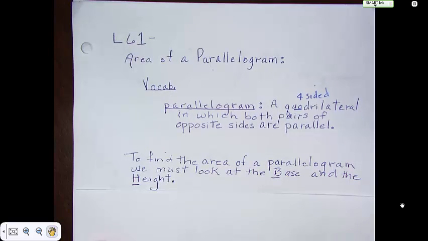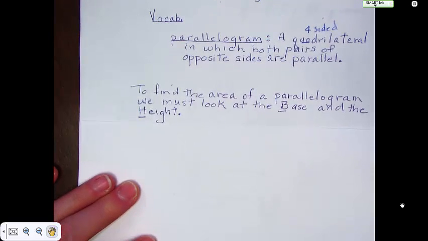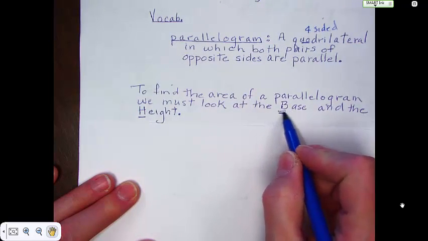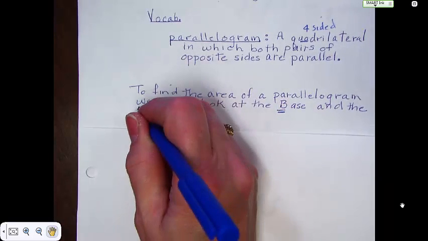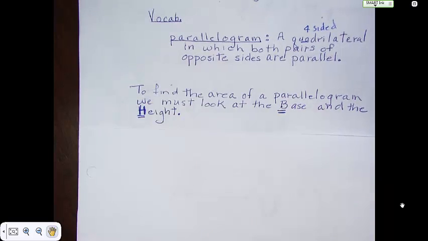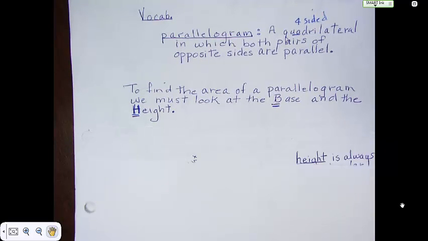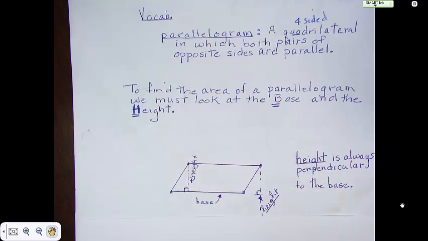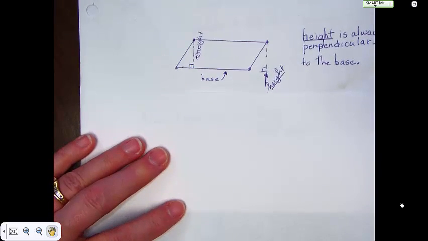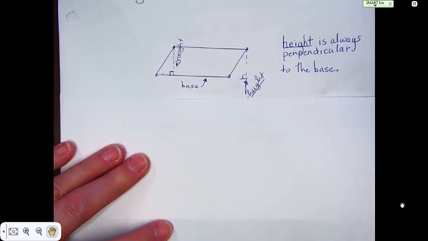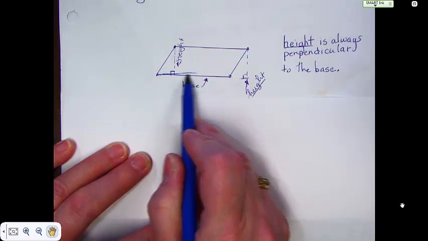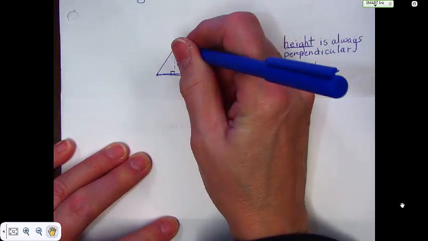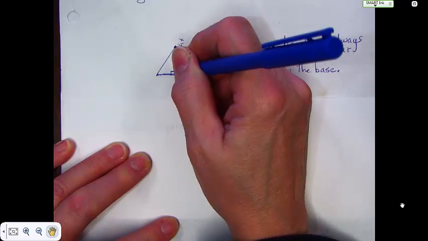Now, to find the area of a parallelogram, we have to look at the base, and I have a big B there, and I have that for a reason. And we have to look at the height, and I have a big H there because there's a reason for that too. You have to look for specific things. So, when you see a drawing of a parallelogram, as you see right here, the base is always going to be perpendicular to the height.